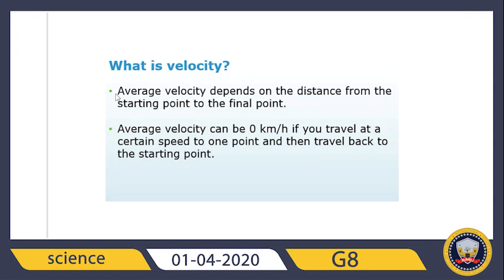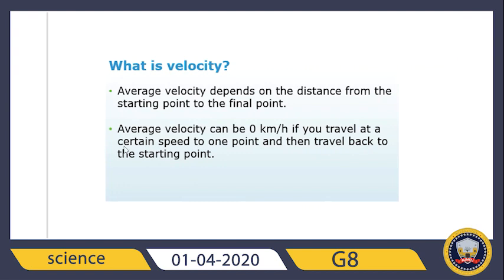So guys, for velocity we have a measurement called average velocity. Average velocity depends on the distance from the starting point to the final point. For example, average velocity can be 0 km/h if you travel at a certain speed to one point and then travel back to the starting point. So here we can see that average velocity is calculated in a different way than average speed.